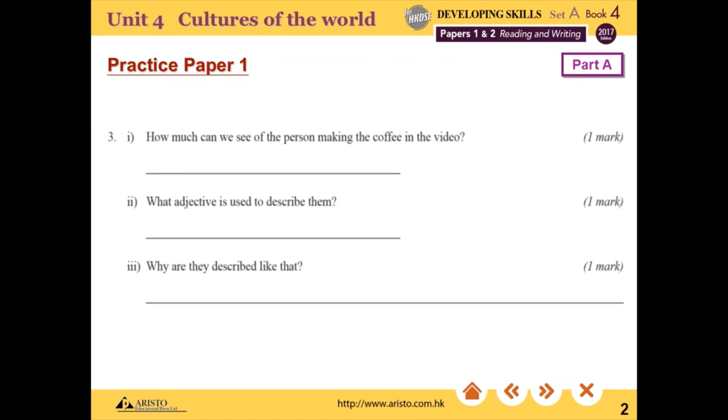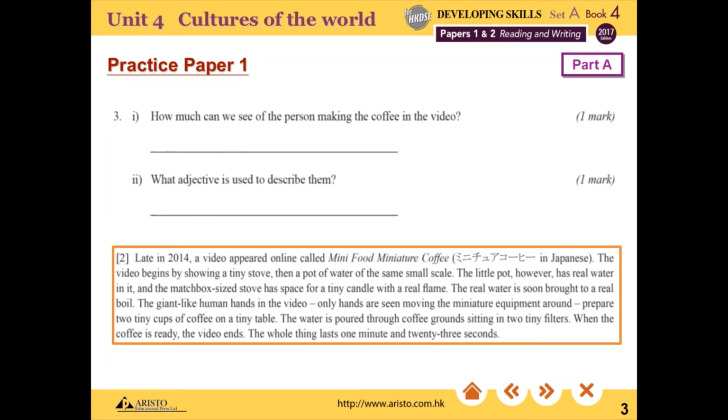The question has 3 parts. Part 1 asks, how much can we see of the person making the coffee in the video? And Part 2 asks, what adjective is used to describe them? Here's the relevant passage. This passage mentions that only hands are seen, so the answer to Part 1 of the question is that we can only see the hands.